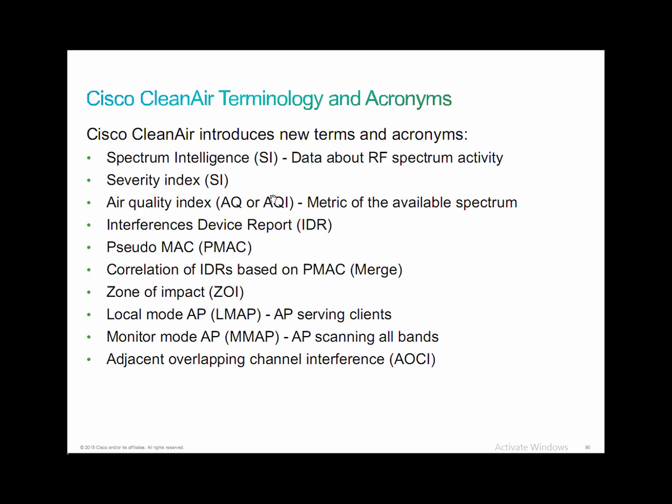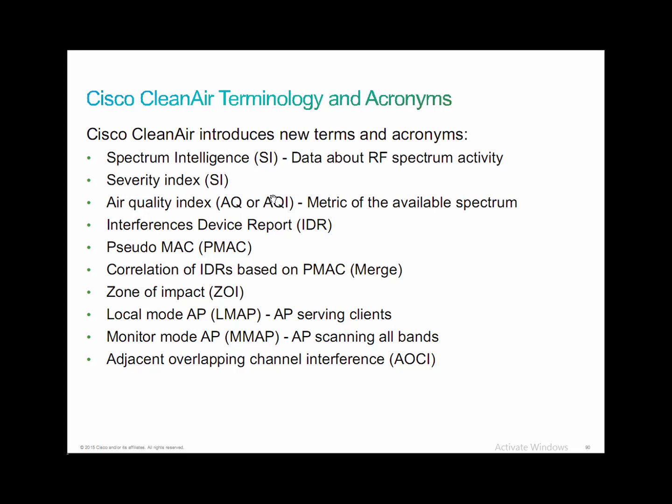Okay? There is an interference severity index that's called the SI. That's a way that we classify which non-Wi-Fi interfering sources are assigned. So we take all of our non-Wi-Fi interfering sources and we give them an SI value. And that goes into calculating this air quality index. That range is also from 0 to 100, but in this case, 100 is the most severe.